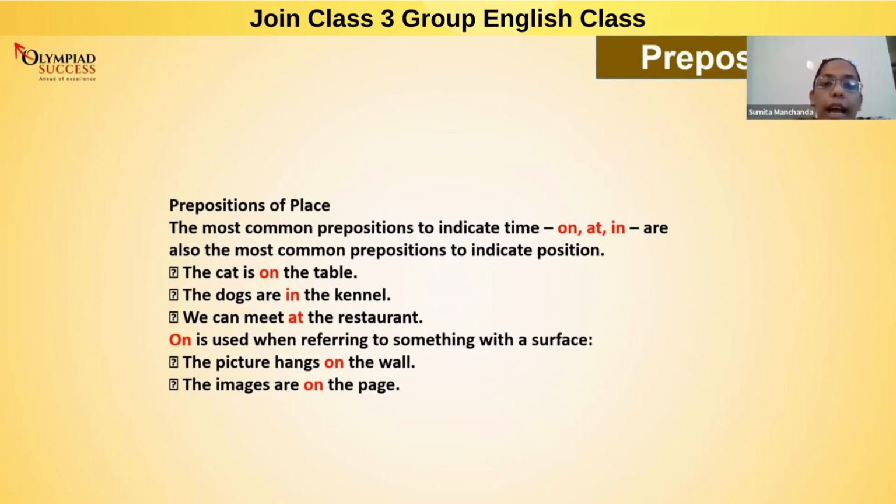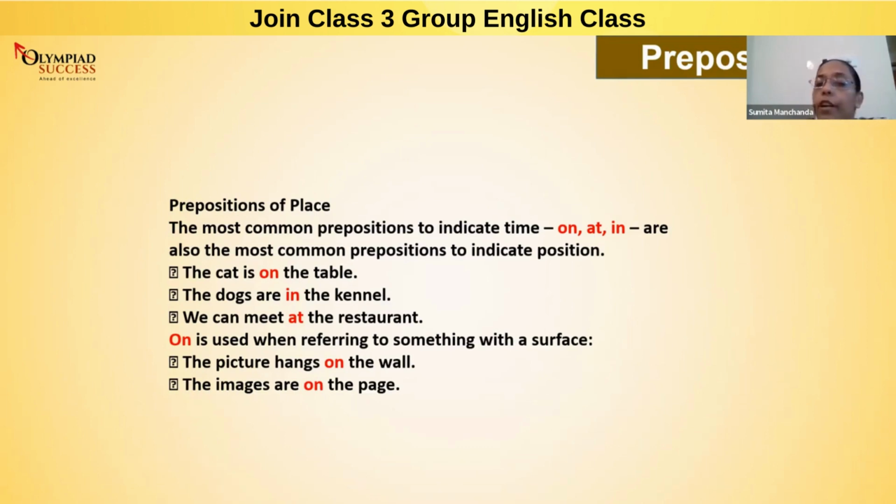So, the cat is on the table. Now, what is the position of the cat? The cat is on the table. The dogs are in the kennel. Now, again, what is the position? Where is the dog? The dog is in the kennel. We can meet at the restaurant. Now, see, when I'm saying at, I am specifically pointing towards where we need to meet. We are going to meet at the restaurant.